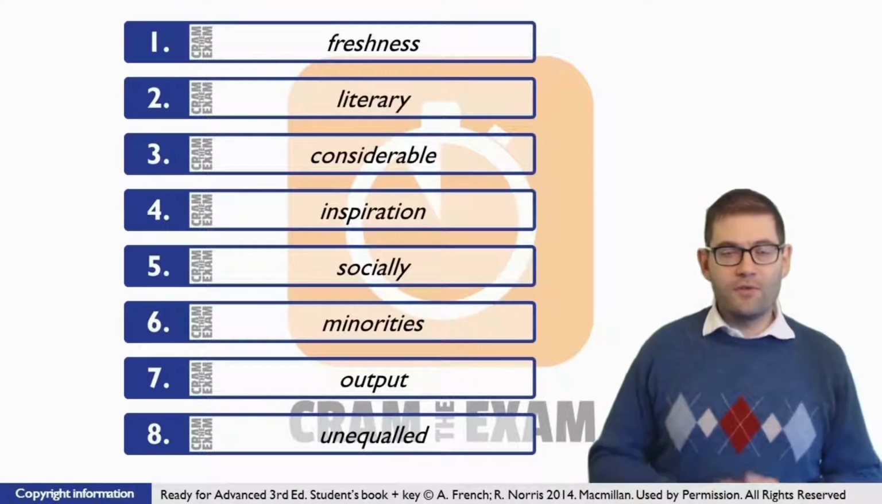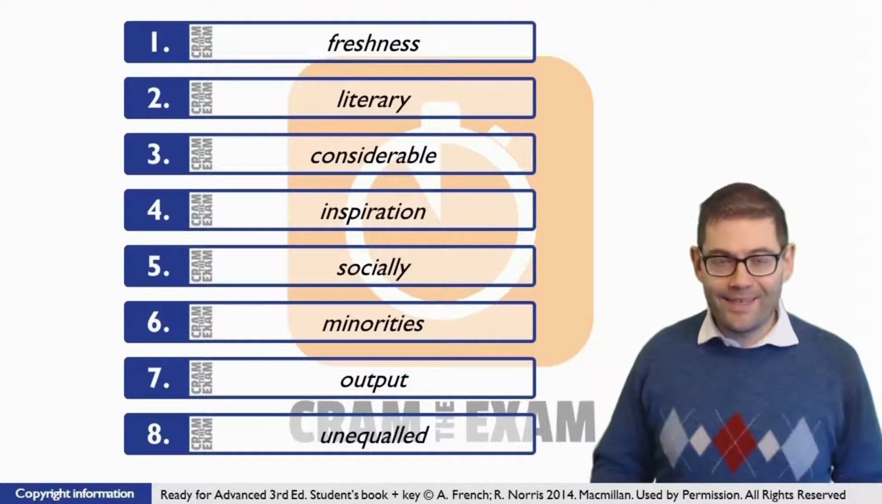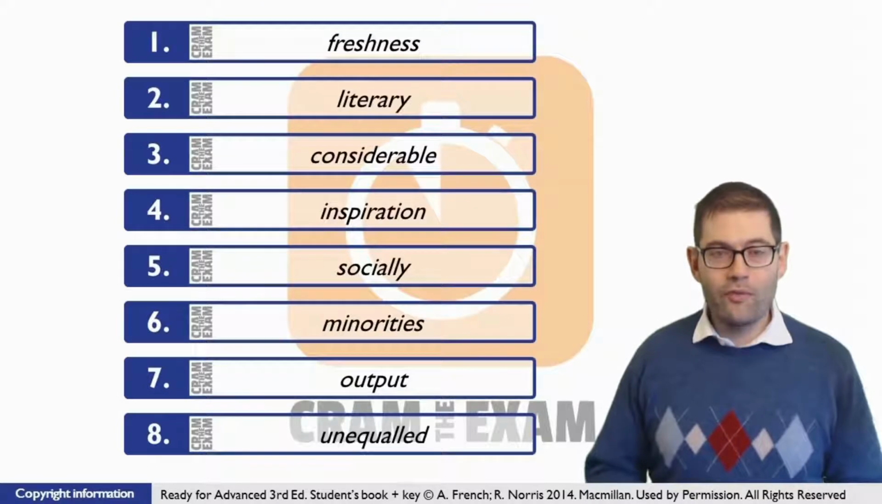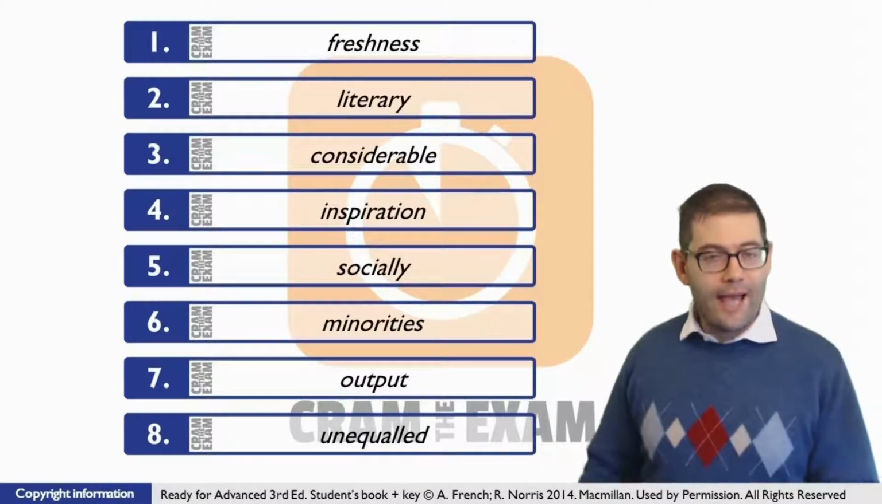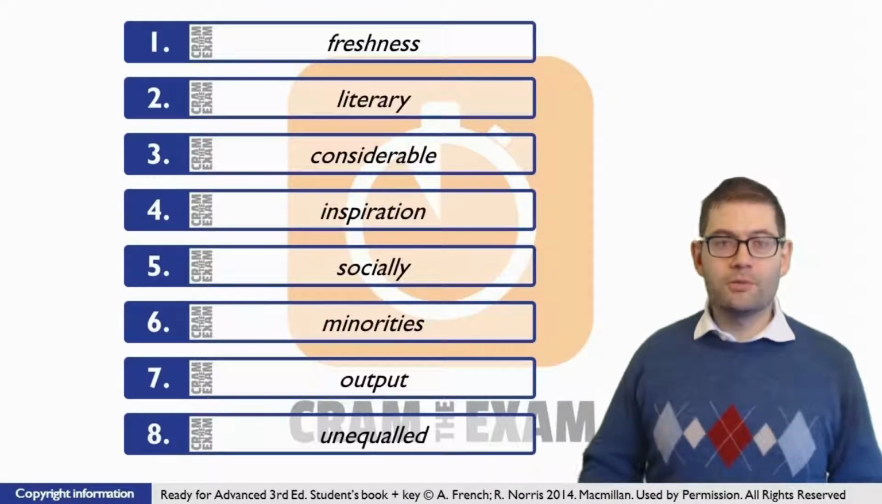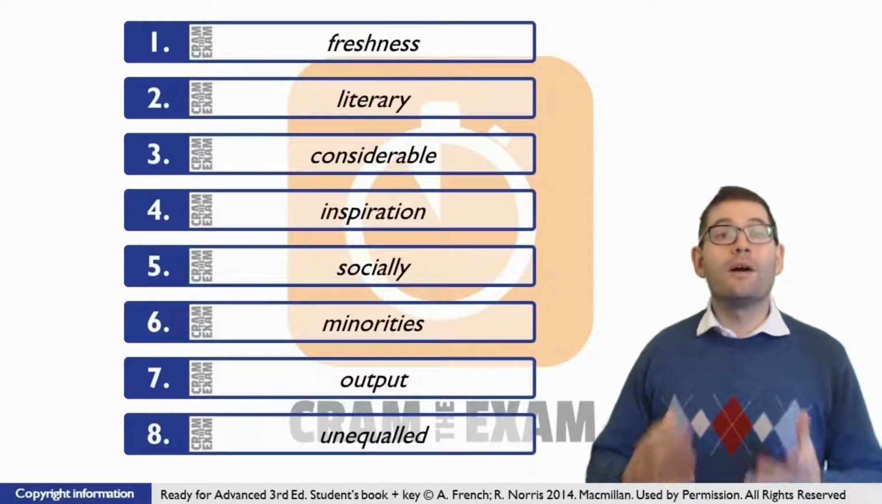Question number 6. Just before the gap we've got an adjective, ethnic, and we're talking about groups of people here, and certainly the context allows us to understand that the noun that adjective is modifying is going to be a plural noun. So here the answer is minorities.